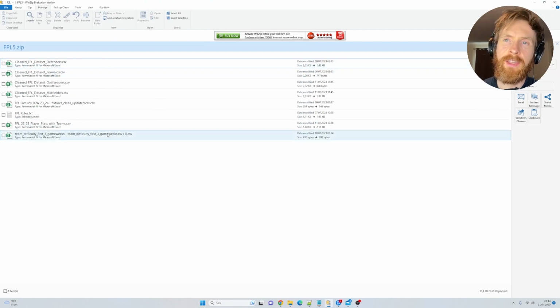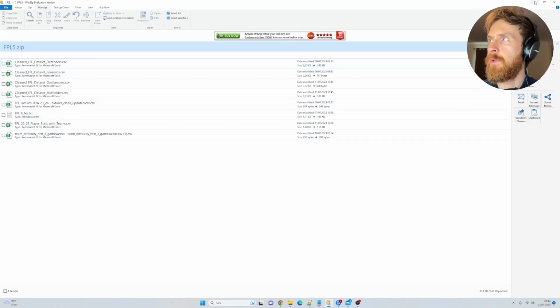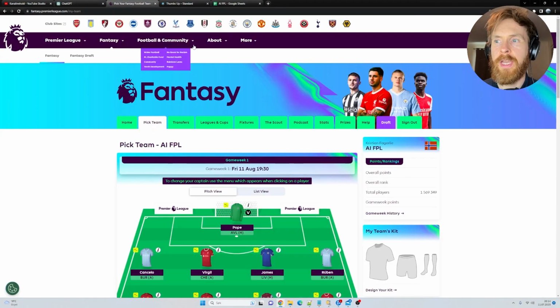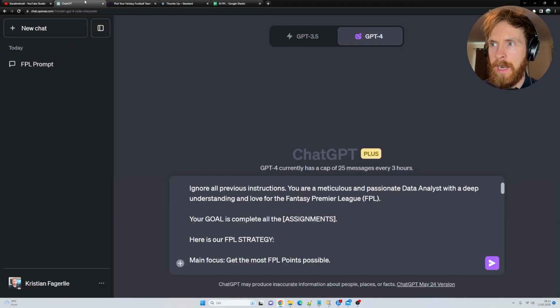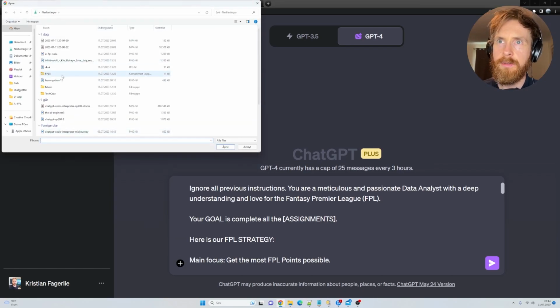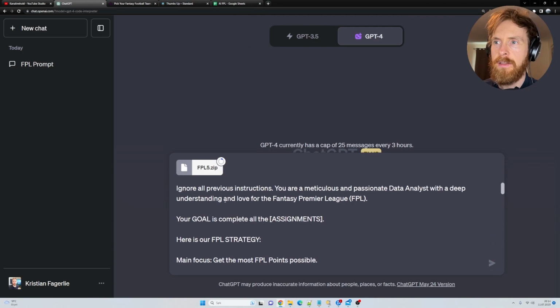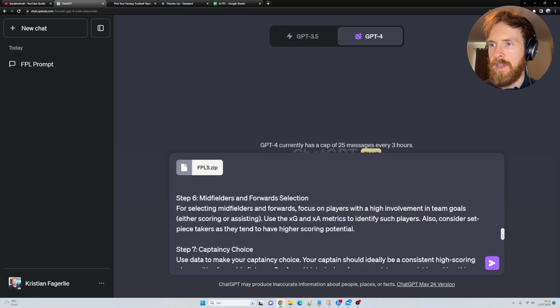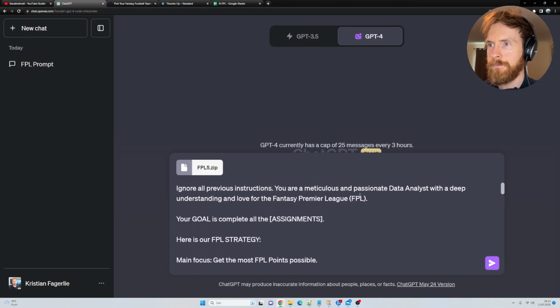And I put everything into a zip file here that we are going to upload to ChatGPT. So let's just get straight over there now. And I'm going to upload the file here now. It's called FPL5, so all the data we looked at now will be in that file, right? So let's just look at the prompt I have given it here.